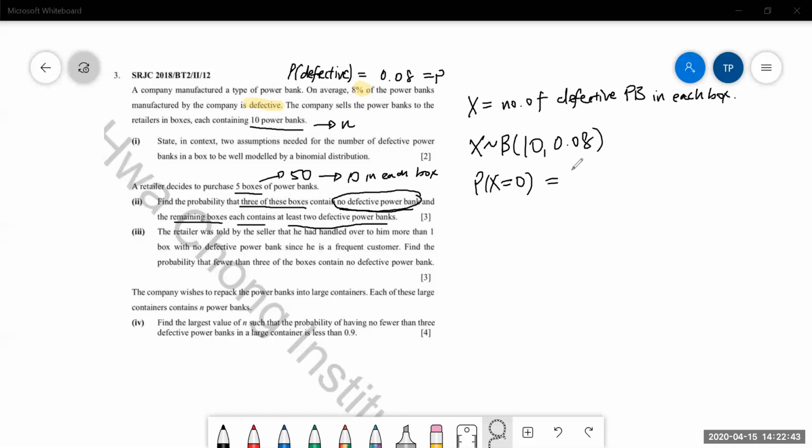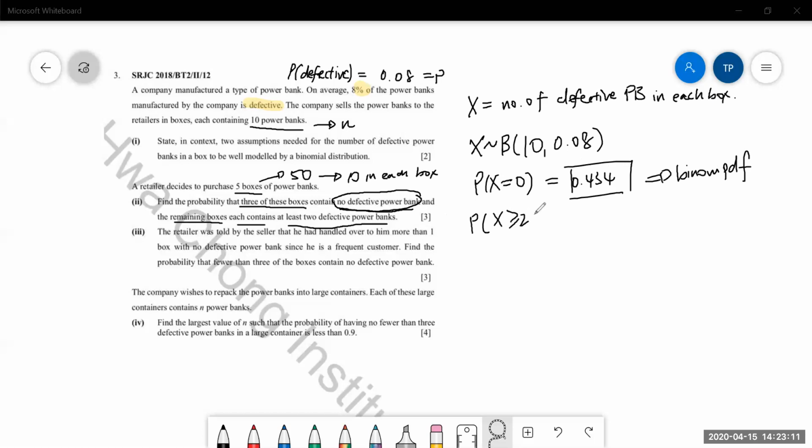We need to find this probability first. Using your GC, you should be able to find it. Using what? Binom PDF. Perfect. Then after that, we need to find the probability of the remaining boxes containing at least 2 defective power banks. The answer is 0.434. Exact? Yeah.